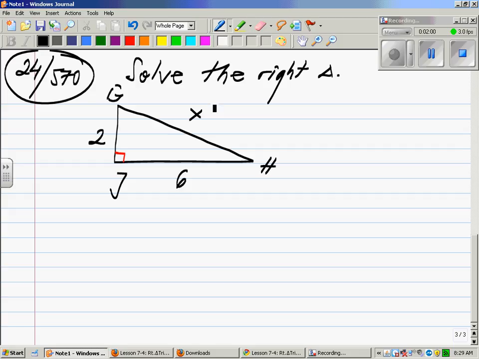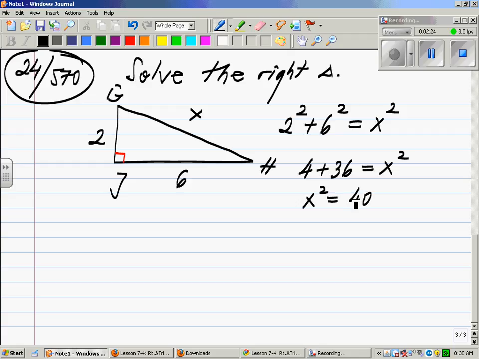That's the hypotenuse, right? Pythagoras theorem is telling us that the sum of the squares of the short sides, so I have 2 squared plus 6 squared, should be the square of your x, right? What is 2 squared? That's 4 plus 36 equals x squared. It means that your x squared will be 40. To find x, you will take the square root of the right side, square root 40.